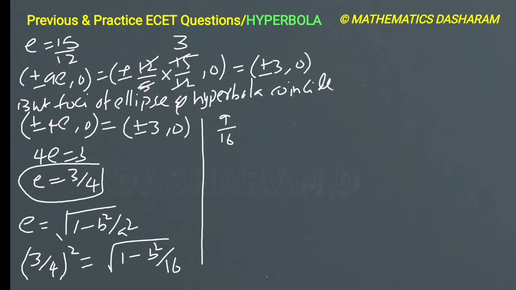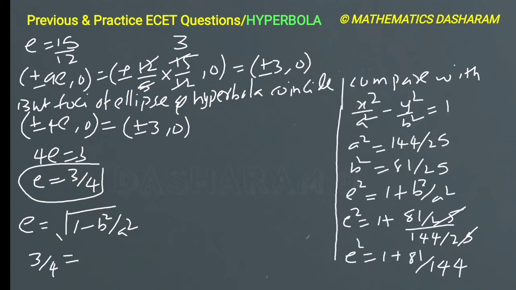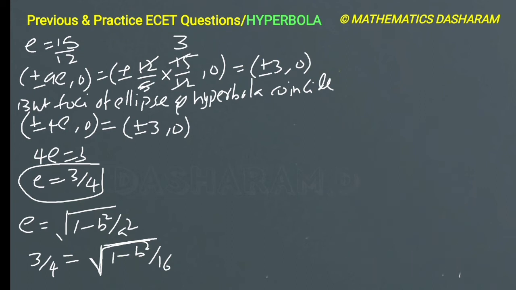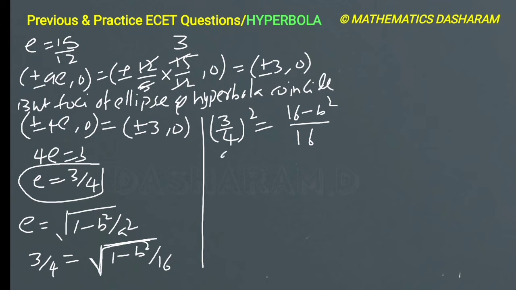So 9 by 16 equals e square. The e value is 3 by 4, that is under root 1 minus b square by a square. We need the b square value; the a value is 4, so a square is 16. Now the square root transposes to the left side and becomes a square. So (3 by 4) whole square equals, the LCM is 16, so 16 minus b square by 16. 9 by 16 equals (16 minus b square) by 16.